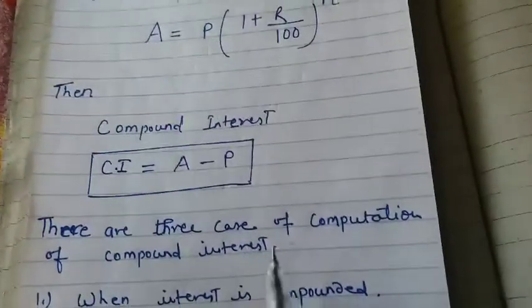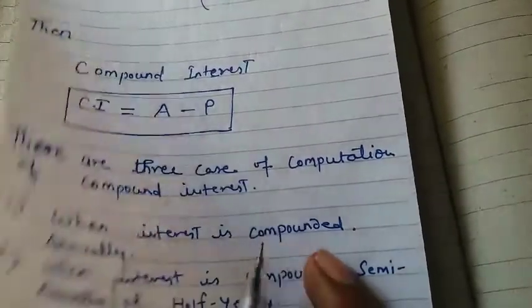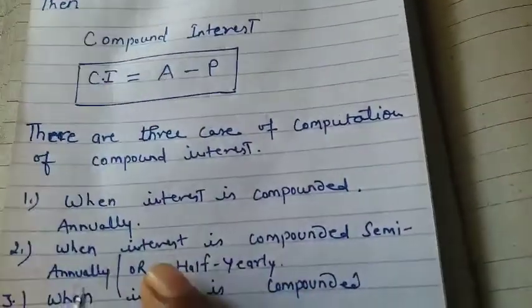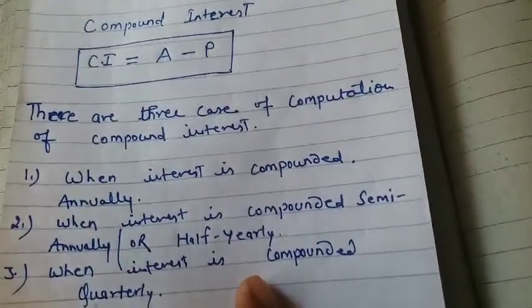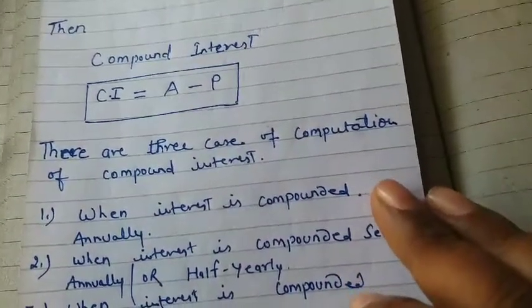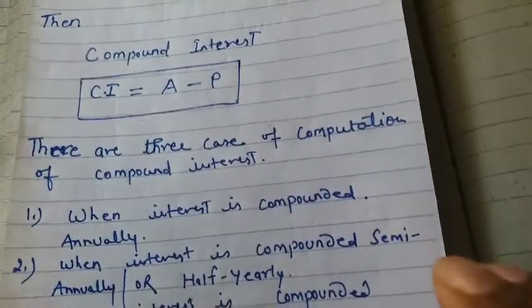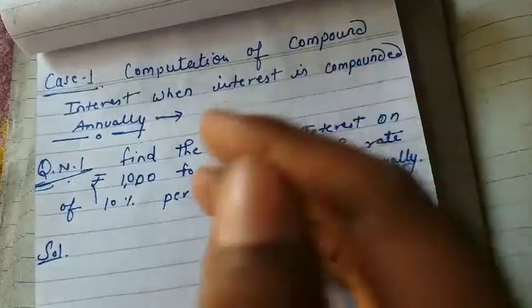There are three cases of computation of compound interest. The first case is when the interest is compounded annually. The second case is when the interest is compounded semi-annually or half-yearly. And the third one is when the interest is compounded quarterly. Now in this video, we are going to explain the first case, that is the computation of compound interest when the interest is compounded annually. Now, this is case 1.